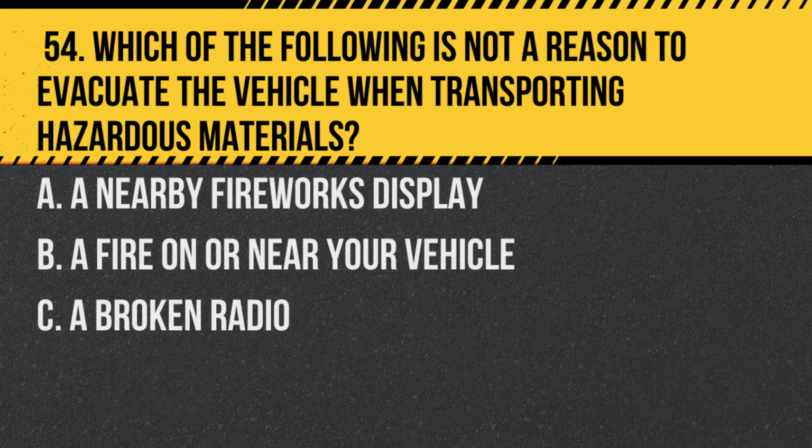Question 54. Which of the following is not a reason to evacuate the vehicle when transporting hazardous materials? A. A nearby fireworks display. B. A fire on or near your vehicle. C. A broken radio. Answer: C. A broken radio. While a broken radio is inconvenient, it is not a safety threat.